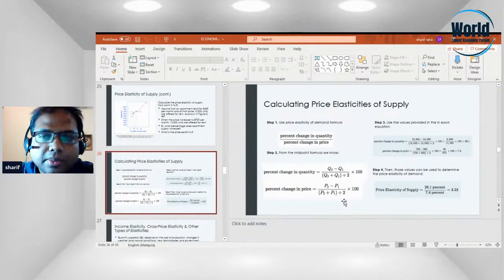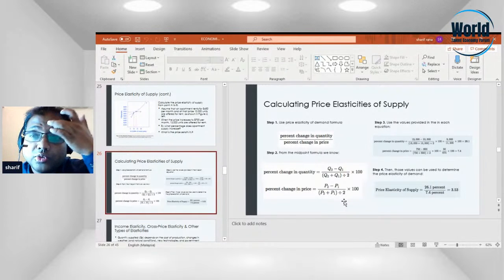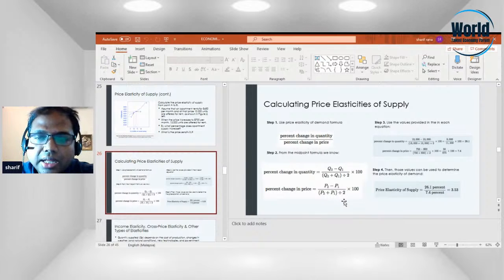So this is the formula for the price elasticity. Use the percentage elasticity formula. How can we calculate it: percentage change in quantity divided by percentage change in price. Percentage change in quantity equals (Q2 minus Q1) divided by ((Q2 plus Q1) divided by 2), multiplied by 100. Percentage change in price equals (P2 minus P1) divided by ((P2 plus P1) divided by 2), multiplied by 100. Use the values provided in each of the squares. Percentage change in quantity: 13,000 minus 10,000, divided by (13,000 plus 10,000) divided by 2, multiplied by 100, equals 26.1. Then those values can be used to determine the price elasticity of supply, and we divide both of them and find 3.53.